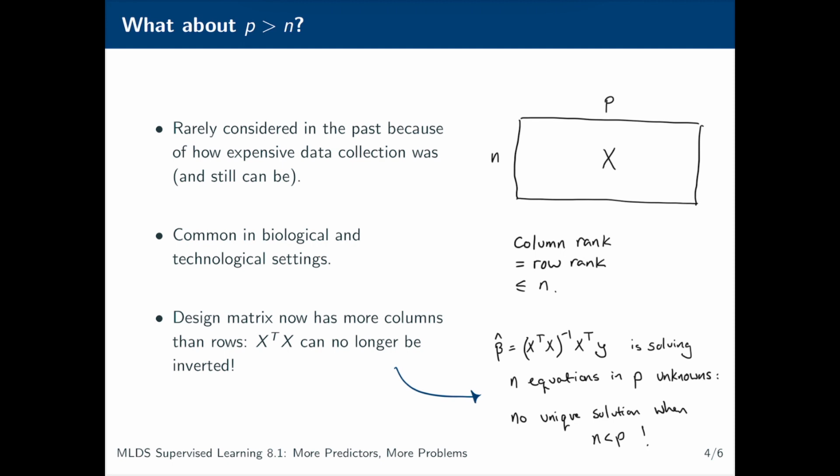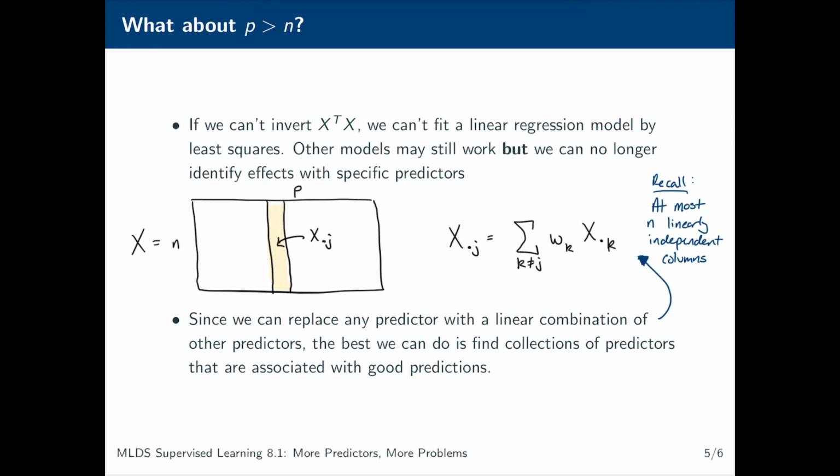A useful result about matrices here is that the column rank is equal to the row rank. That means that the number of linearly independent columns within a matrix is equal to the number of linearly independent rows in that matrix. In this design matrix X, we know we can have at most n linearly independent rows, because we only have n rows, and that means only n of the p predictors can be linearly independent of one another. What this means is that we can express any one of the predictors as a linear combination of the other predictors by taking a particular weighted sum of them.